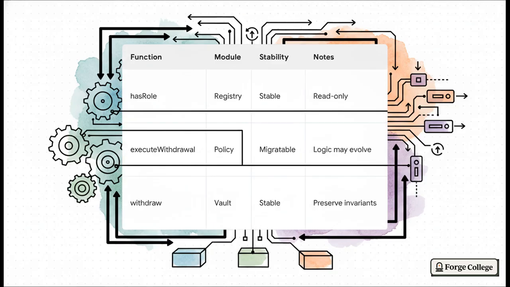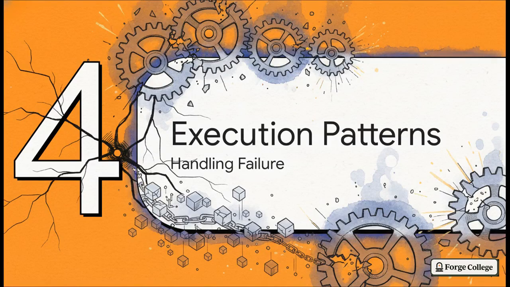On the flip side, an execute withdrawal function in your policy module probably needs to be migratable. Business rules change all the time. Maybe you need to adjust daily withdrawal limits based on crazy market volatility. By classifying this stability right up front, you dodge a massive integration headache down the road when your business logic naturally needs to evolve.